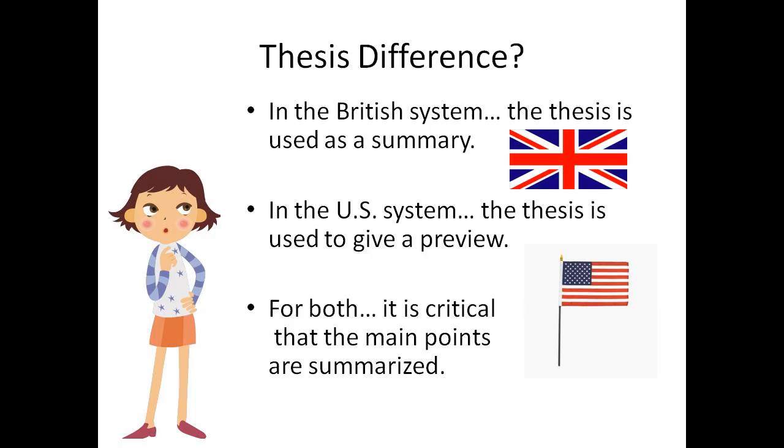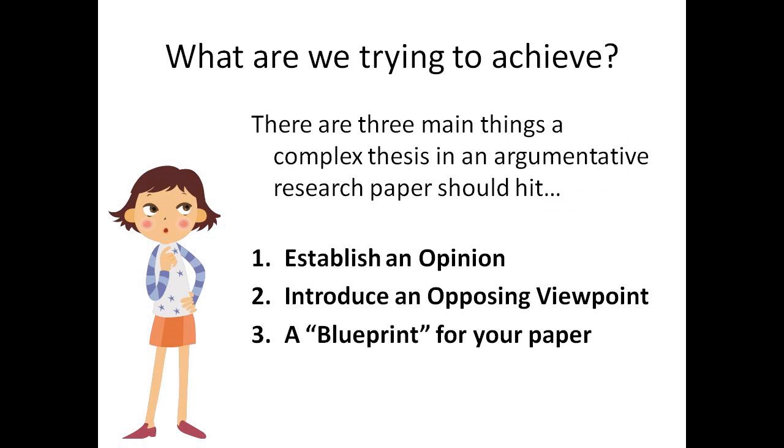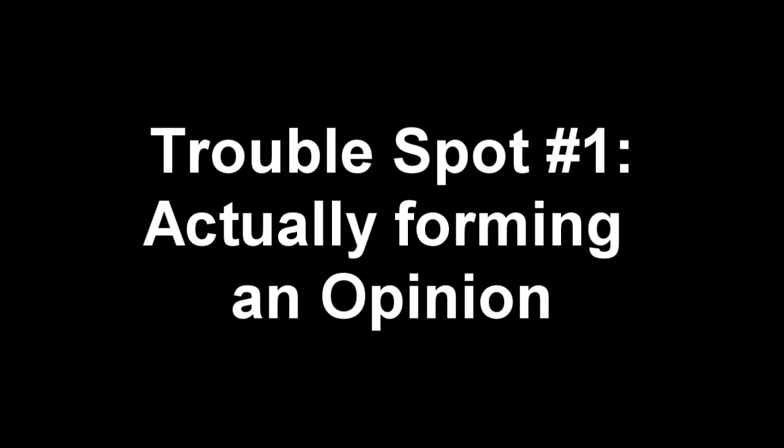The most important part of this paper is going to be your thesis statement. Historically, we actually look at the British system, and the thesis is used as a summary, but in the United States, it's used to give a preview, where we summarize the main points. What are we trying to achieve? First thing we want to achieve is to establish an opinion in our thesis. We want to introduce an opposing viewpoint. And finally, we want to have a blueprint for our paper so any reader will know exactly what we're talking about. These three elements are necessary in any thesis statement.